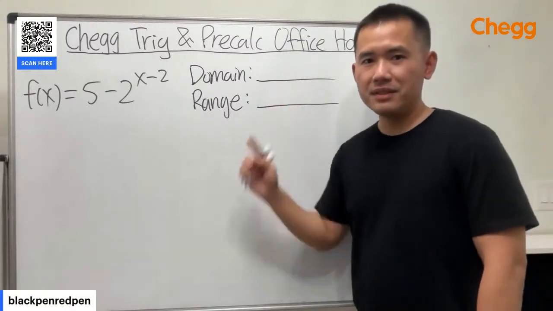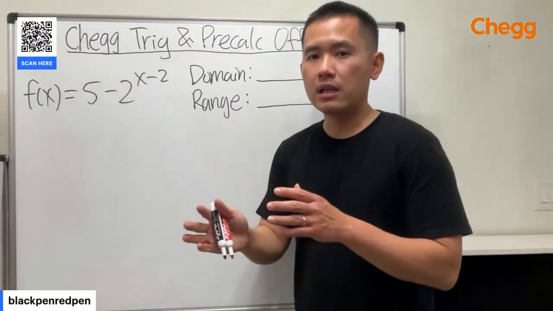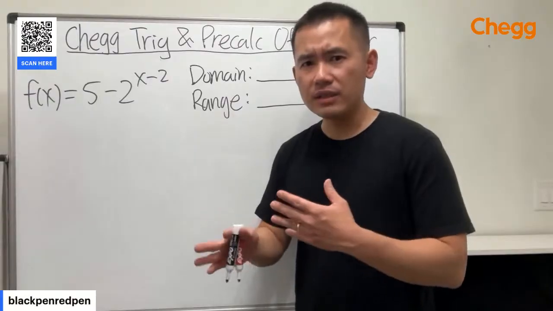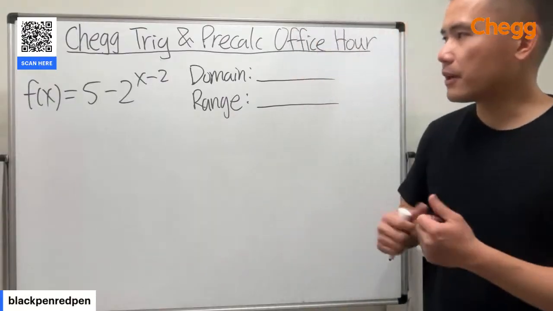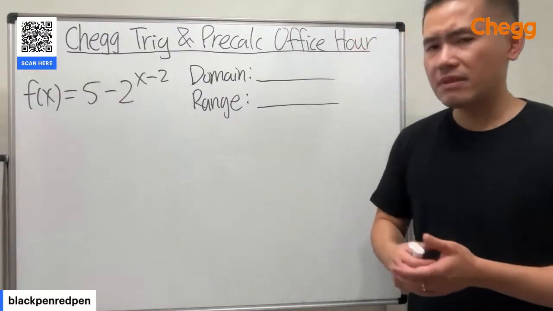Why don't you guys give this a try first? And then again, use what we have done before with how you shift the functions, how you flip the functions, all the stuff. If you think about it in terms of function transformation, this is not bad at all.